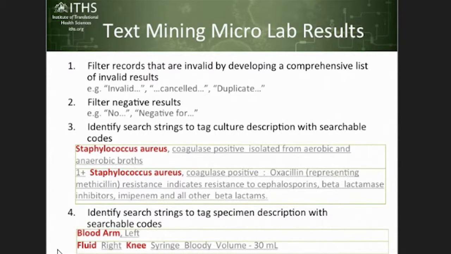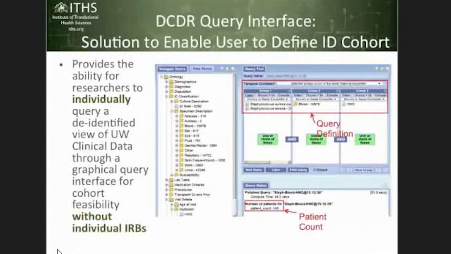And now we also have to identify these items in the specimen description, like blood, arm, fluid, knee. We have done the text searching, and I will explain in a little more detail how the result ended. But the next question was, how do we get the actual researcher to go find their cohort? So that's when we realized that, hey, we could merge DCDR and IDR together.